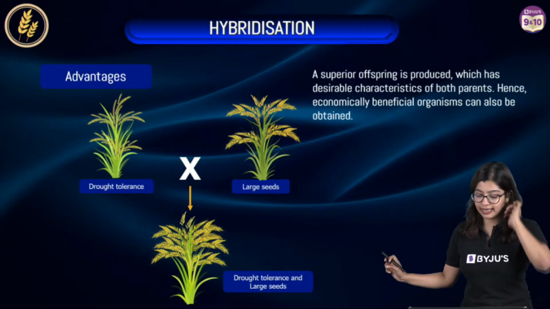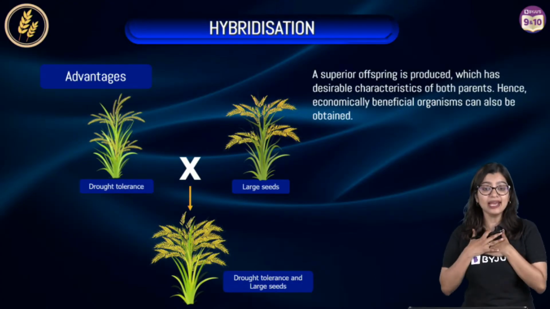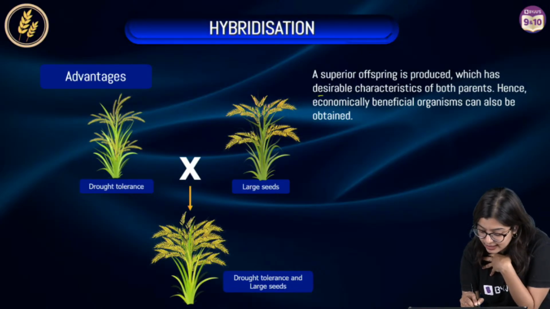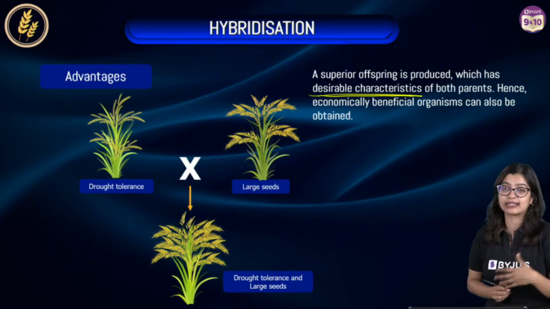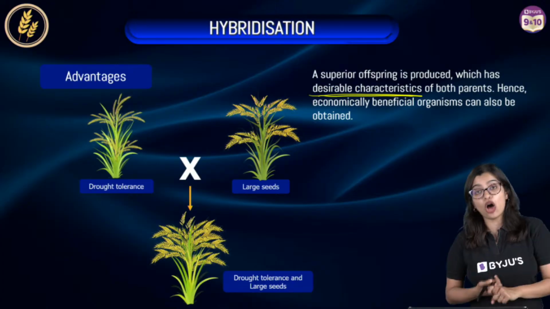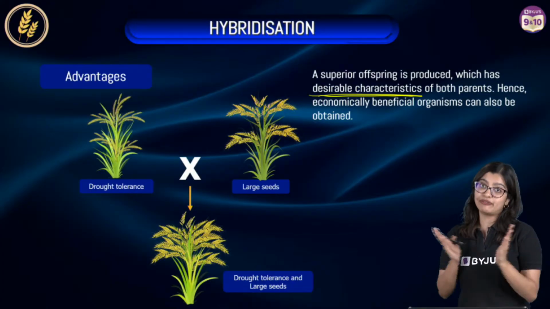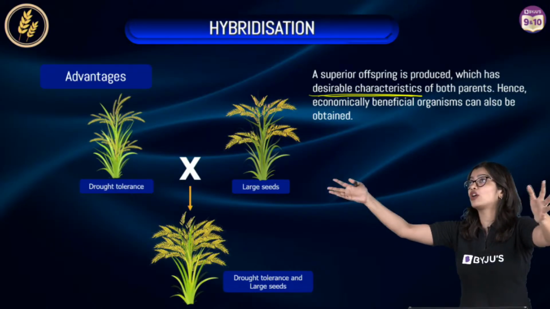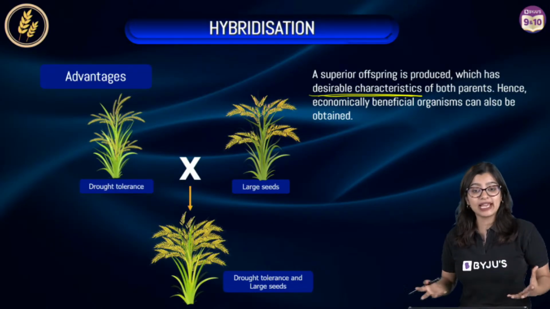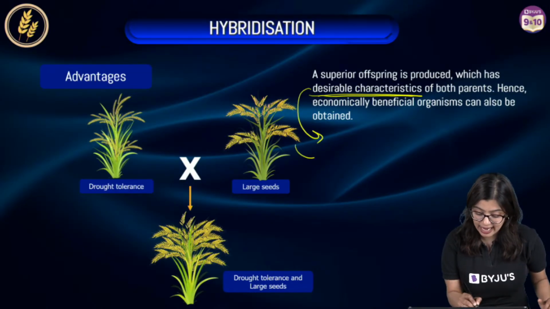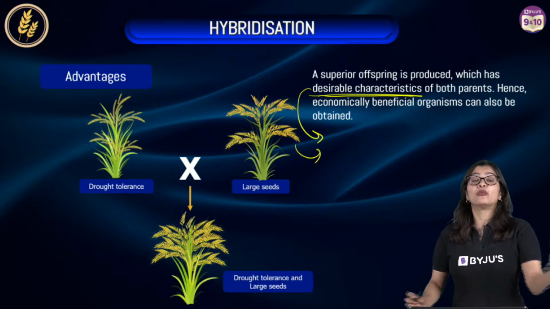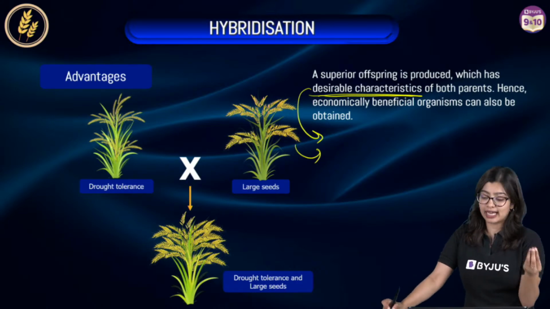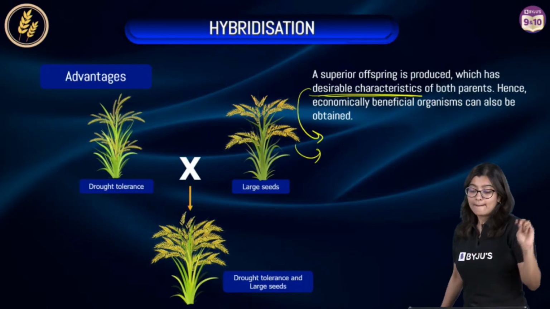One important thing is that in the end, I am getting a plant which has desirable characteristics. That means by doing all of this, whether I cross two different varieties, two different species, or two different genuses, what am I getting? I am getting a plant which has the features that I was looking for. So those are my desirable characters, right?